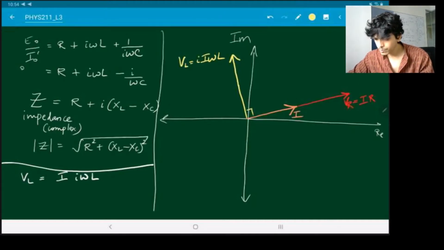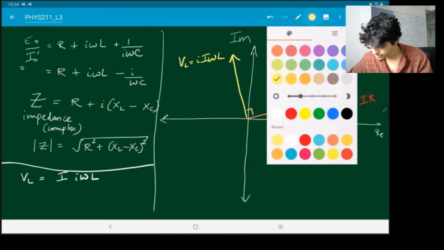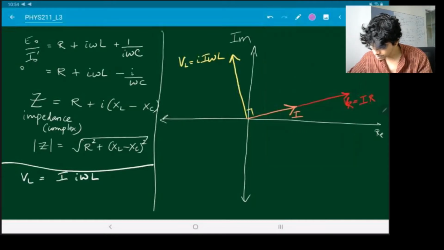So now what is going to be the net voltage across this entire circuit, in the circuit which contains an R and an L? Well, that is just going to be the vector sum of these two. So if I add these two complex numbers, I end up with something like this. So this is going to be the overall VL plus VR.